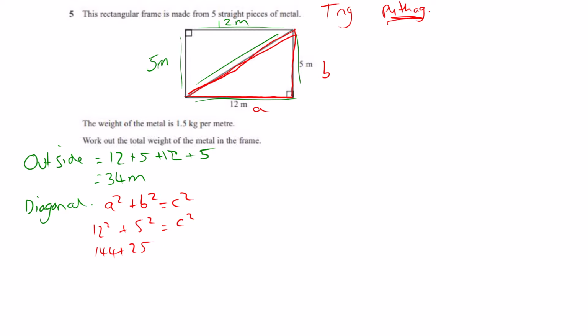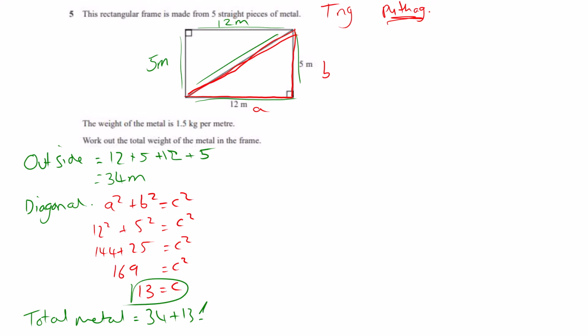144 plus 25 is c squared, so that should be 169 equals c squared. If we then square root both sides, that should give us 13 is equal to c. So now we know that the length of our diagonal is 13 meters. So the total metal is 34 plus 13, which is equal to 47 meters.